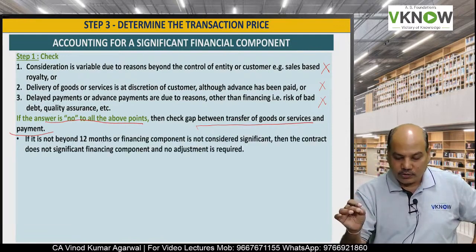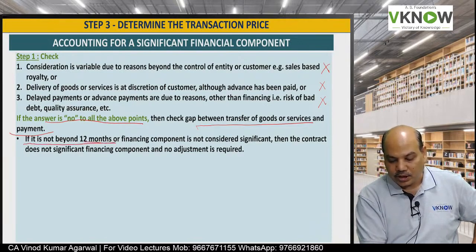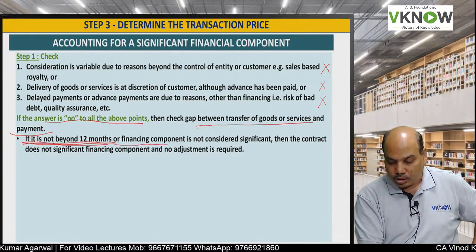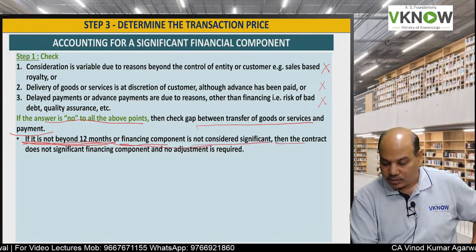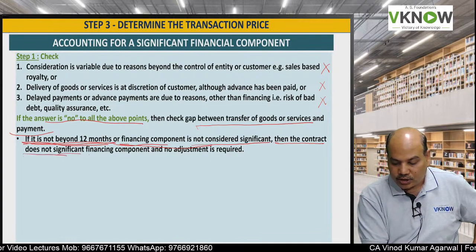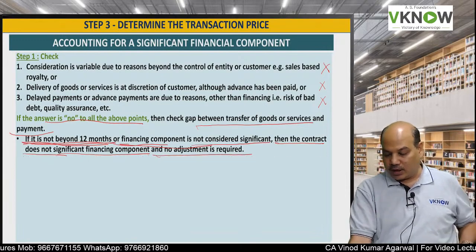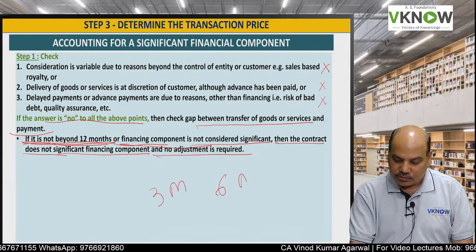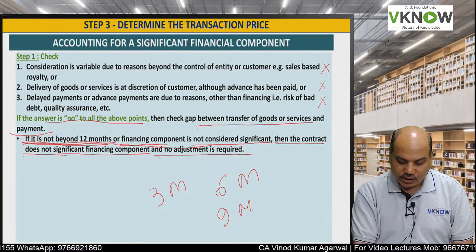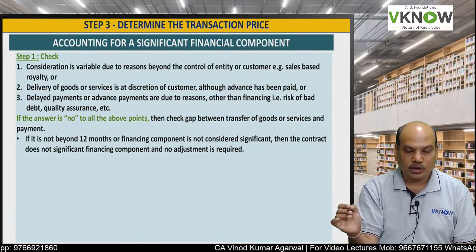When are goods and service transferred? When is the payment transferred? Now to keep the standard simple, they have said, if the gap is not more than 12 months, the financing component is not considered significant, then the contract does not have a significant financing component and no adjustment is required. If the gap is less than 12 months, suppose only 3 months credit is given, 6 months credit is given, 9 months credit is given, then you can treat it as no significant financing component.